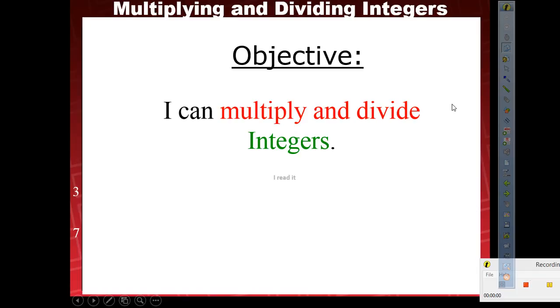Okay, here we go. Our objective for today: I can multiply and divide integers. Let's read together. 1, 2, 3. I can multiply and divide integers. Now, we are going to cover multiplication and division, but today we're only focusing on multiplication. All right, copy that objective, please, at the bottom left of your Cornell notes.